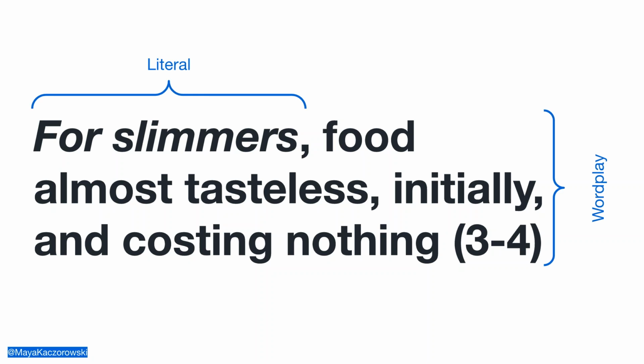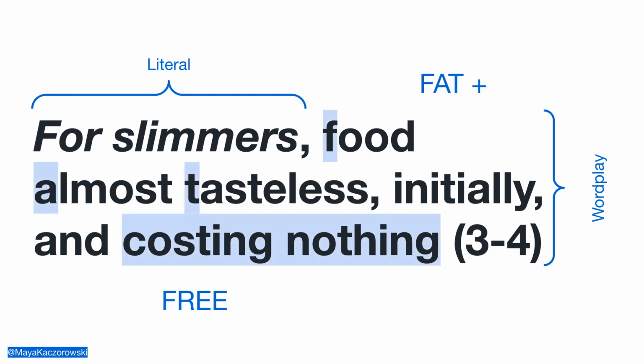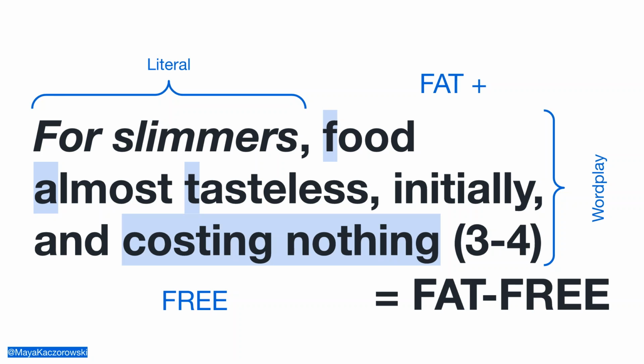Okay, we can take food almost tasteless initially and take the first initials of food almost tasteless to get fat. Then a word for costing nothing is free. Add these together and we get fat free, which is for slimmers. And last one. I like this one in yesterday's puzzle because I learned a new word. And that's one of the reasons I like doing puzzles.